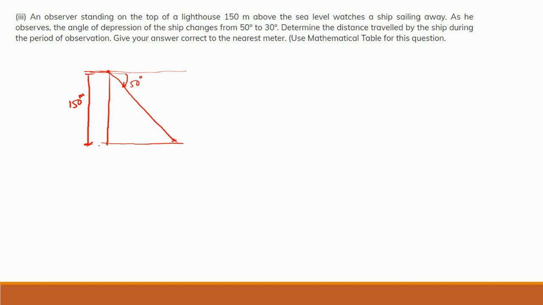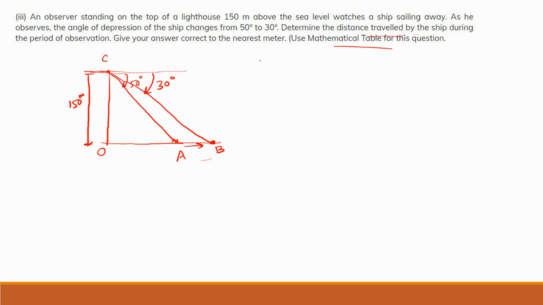The angle of depression of the ship changes from 50 degree to 30 degree. So let's say this is O, this is C, this is A. Now the ship moves away to some point here, B. Now the observer watches the ship from the top of the tower and sees it at an angle of depression 30 degree, right? The mathematical table for this question will be given. So you will get the mathematical table. Now, to determine the distance traveled by the ship, you have to find basically AB.